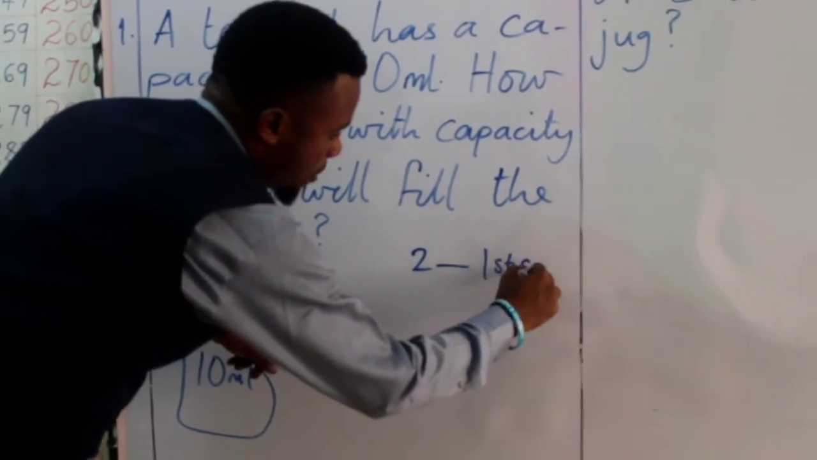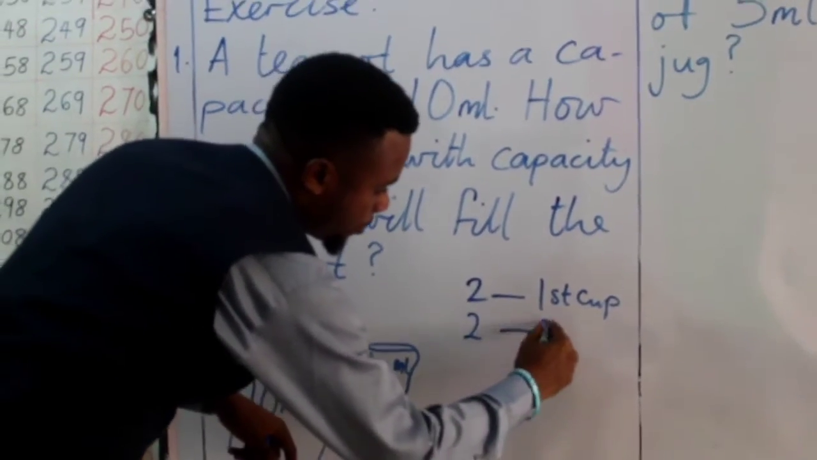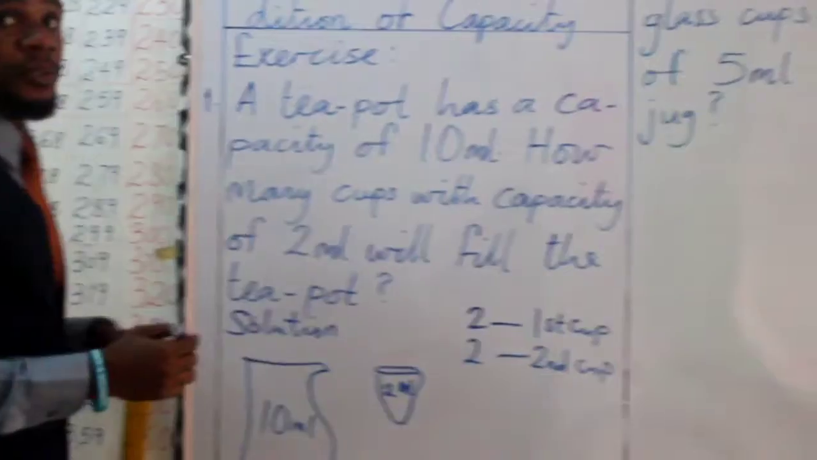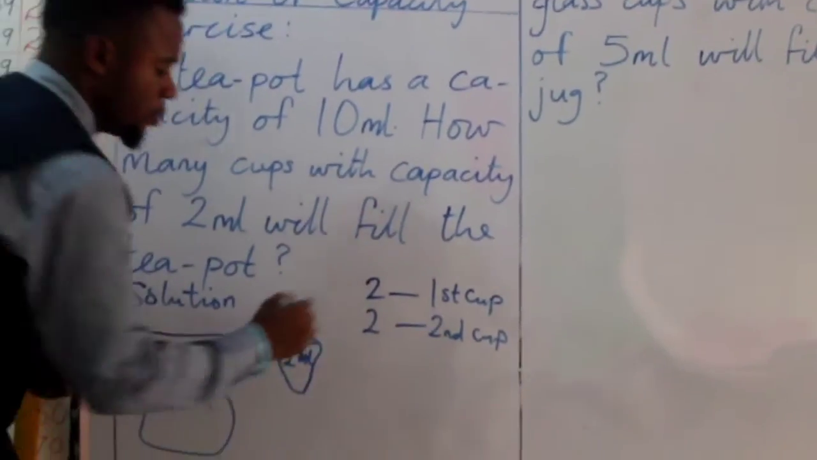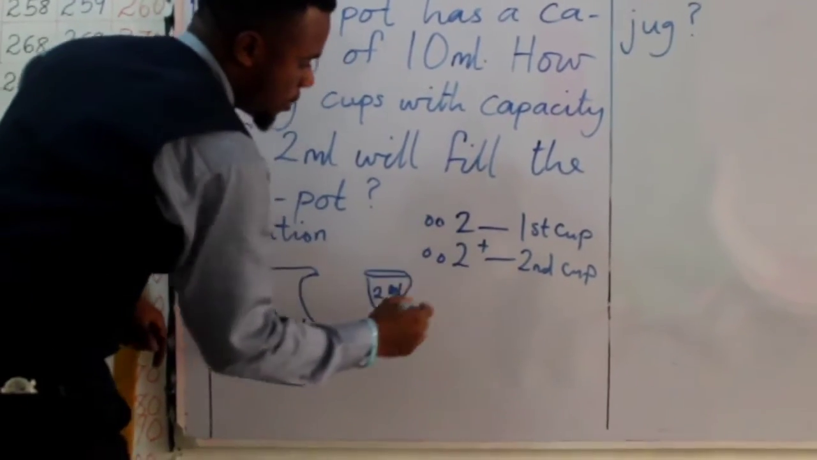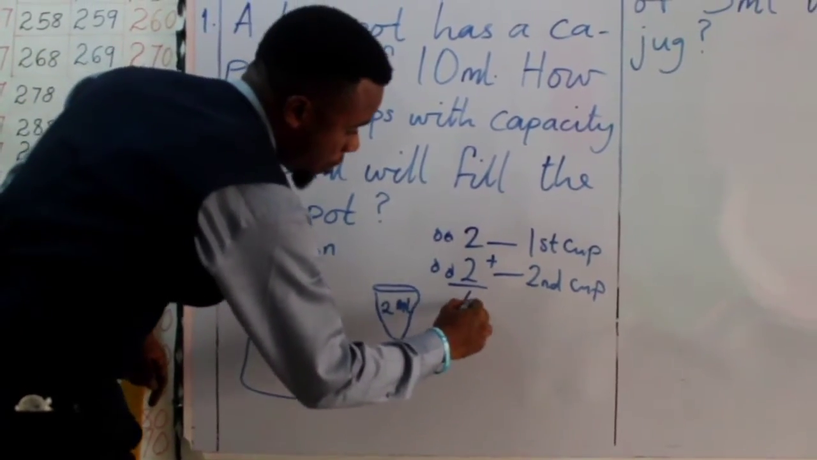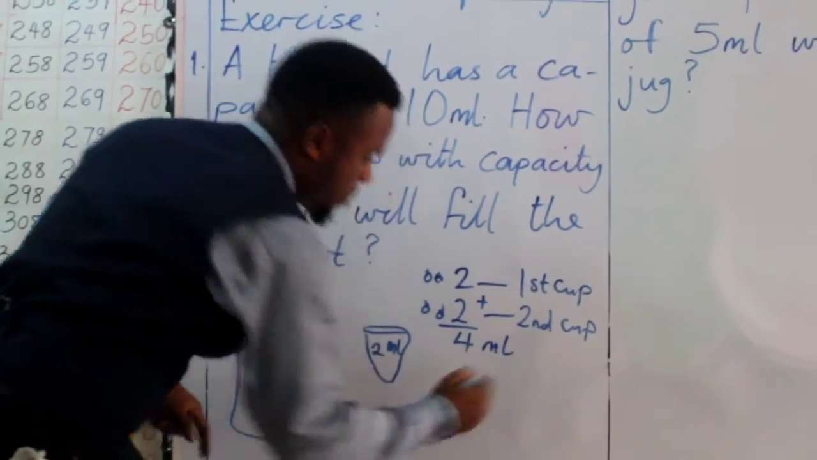First cup, 2 milliliters. Second cup. Let's add these two, to see if it's up to 10 milliliters. 2 plus 2: 1, 2, and 1, 2. We add them up: 1, 2, 3, 4. So 2 cups will give us 4 milliliters. It's not up to 10.